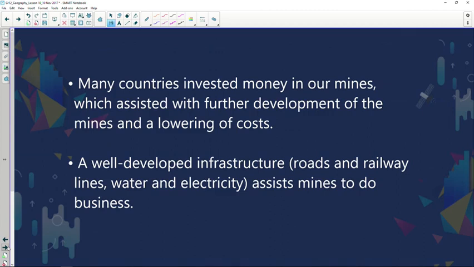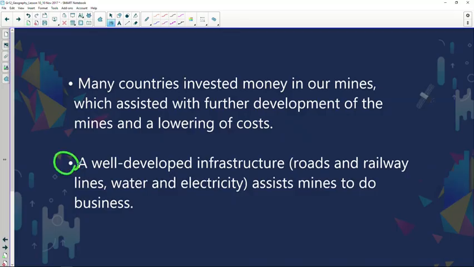Now, as you can see as well, the mines are a very good investment for other countries, and that can assist with development of the mines and lowering the cost. Because the practice of mining is quite expensive, and if we can get money from other countries to invest in it, we can develop even more, and with more development, it means we can provide more jobs, and it can lead to better services because the government makes more money.